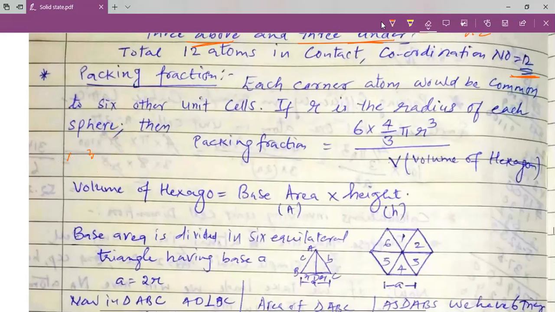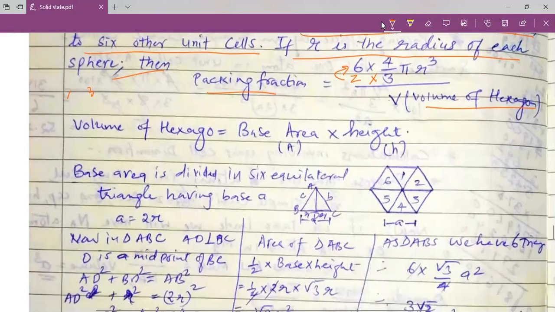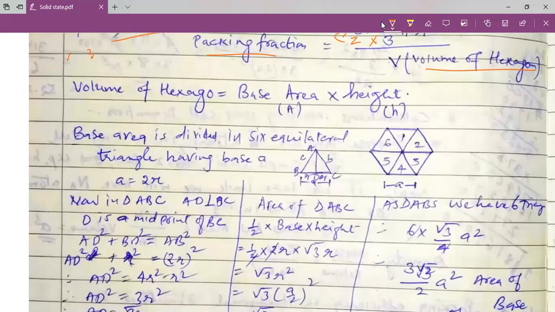So let us first calculate the packing fraction, my dear students, and understand it well. Each corner atom would be common to 6 other unit cells. If r is the radius of each sphere, then we can write packing fraction is equal to Z multiplied by 4 by 3 pi r cube divided by V. Now here we want to find out the volume of the hexagon. Here we can easily understand that Z is equal to 6. Now we want to calculate the volume of the hexagon.